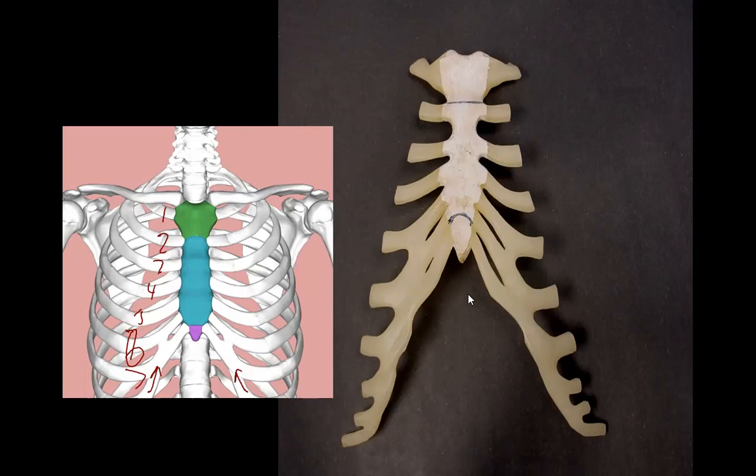The sternum, however, has 3 parts to it. This first part in green, this teal part, and this purple part. This is called the manubrium here. This is called the body, and this is called the xiphoid process. Let me clear all this off and I'll show you now.